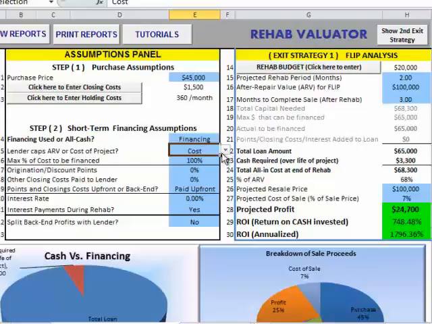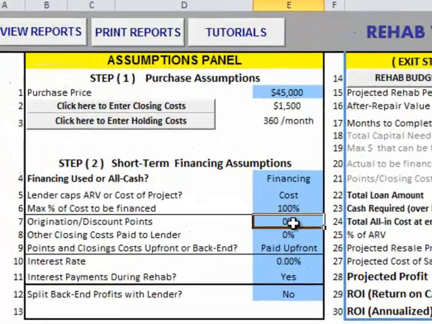100%. And now with private lenders, with conventional lenders, with portfolio lenders, you're often going to have to pay points. So origination discount points for a loan, you could have 1, you could have 2 points. Usually with private lenders, you're not going to be paying them points. So we'll put 0 here. And you're not really going to be paying closing costs to the lender either. So we'll leave that at 0 as well.